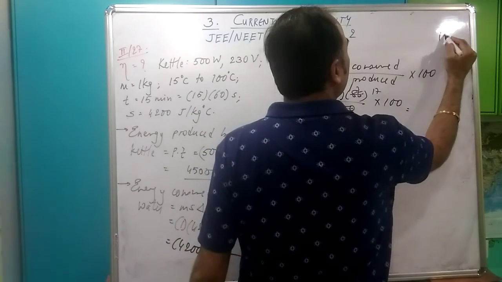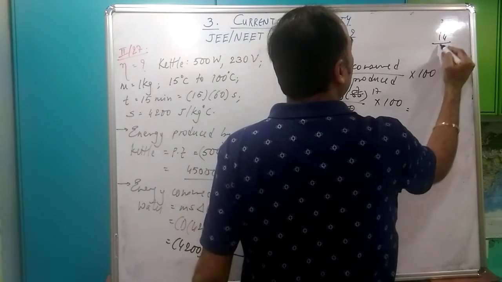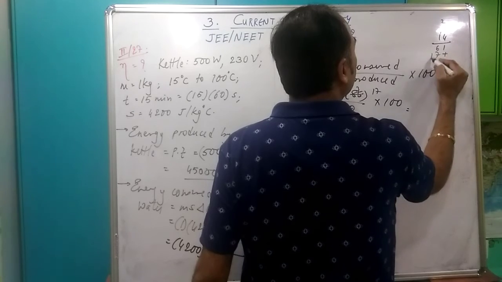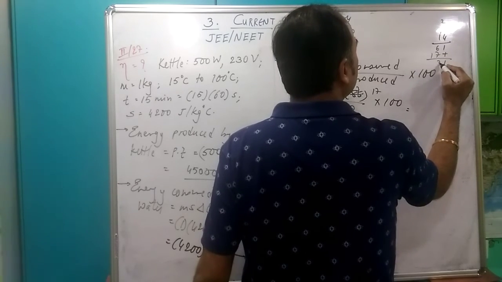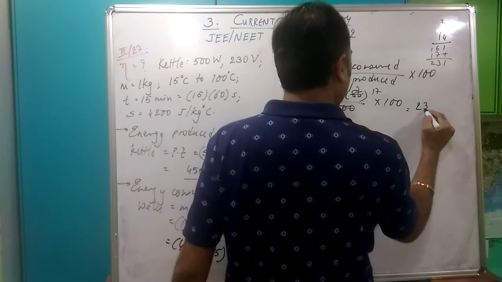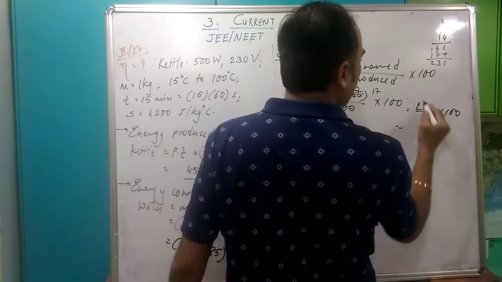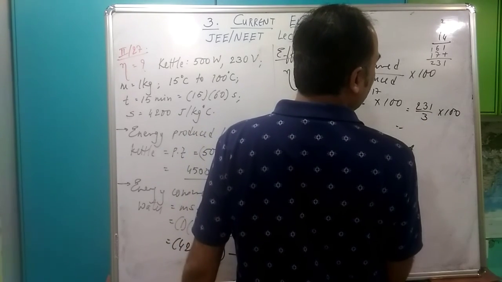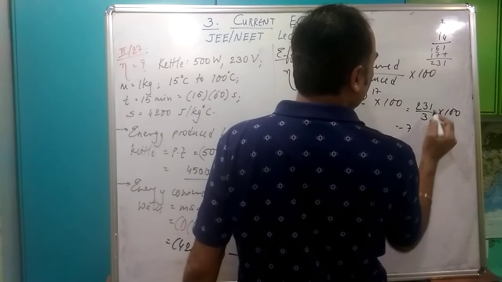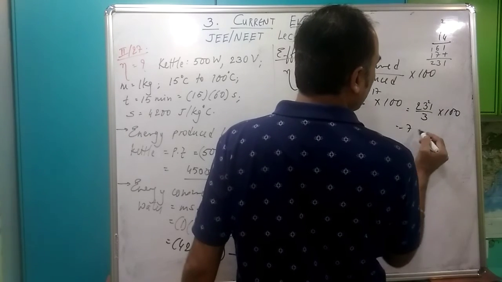So you can do this: 17 into 14, 7 4s are 28, 7 1s are 7, 1 is 1, 6 and 7 is 13. 231 divided by 3 into 100. So 231 divided by 3, 3 7s are 21, this is 2, 3.